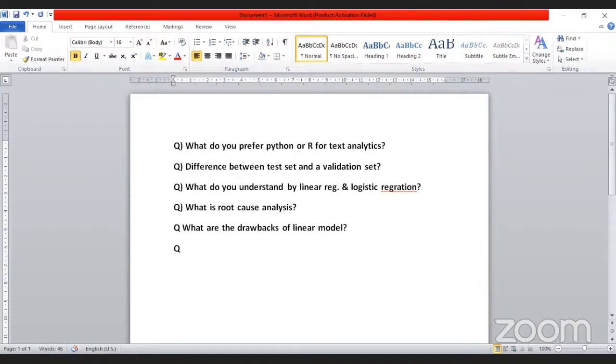Now, the next question is: what is resampling, or why is resampling done? Take your time and try to think about why we do resampling.